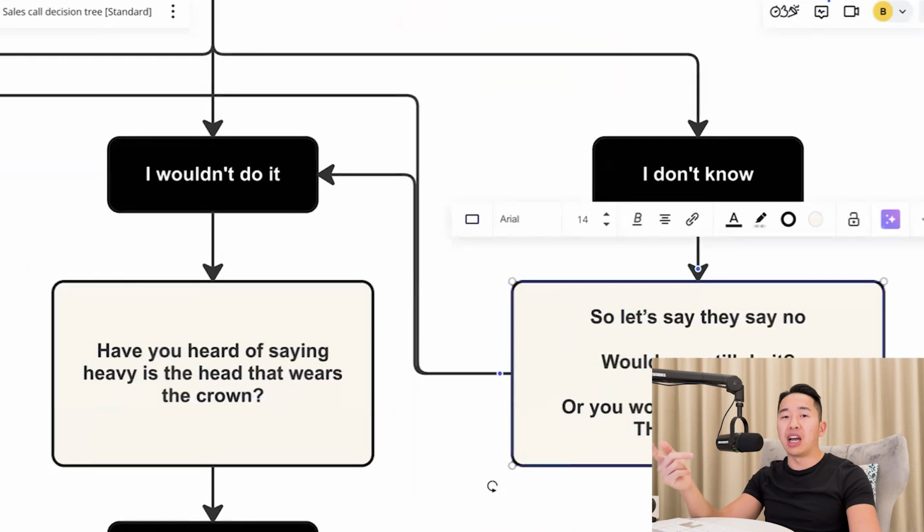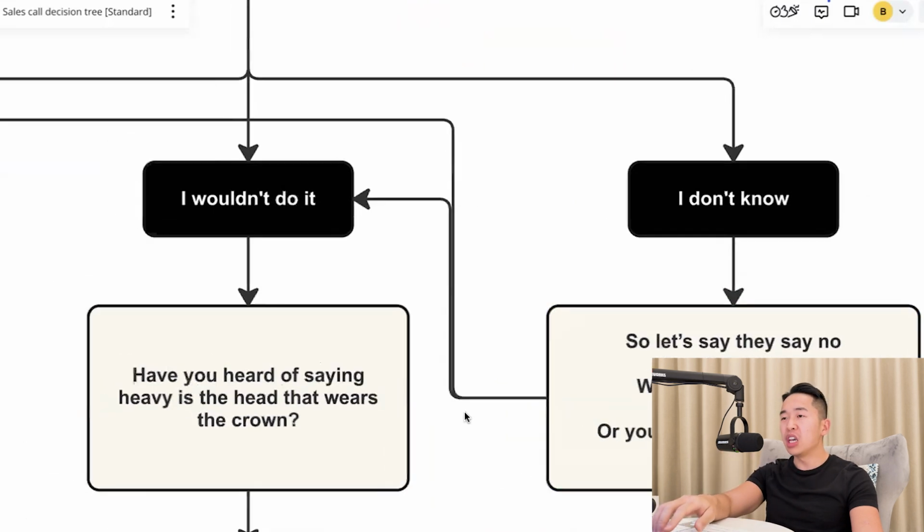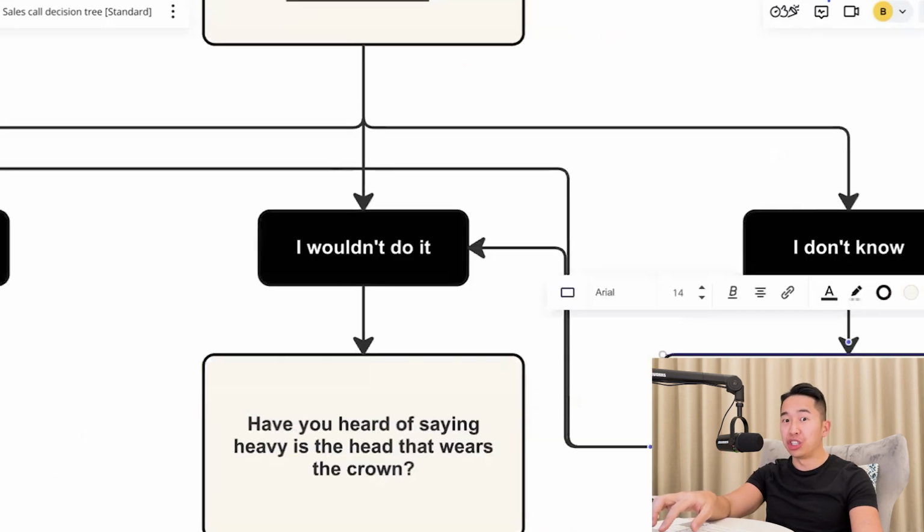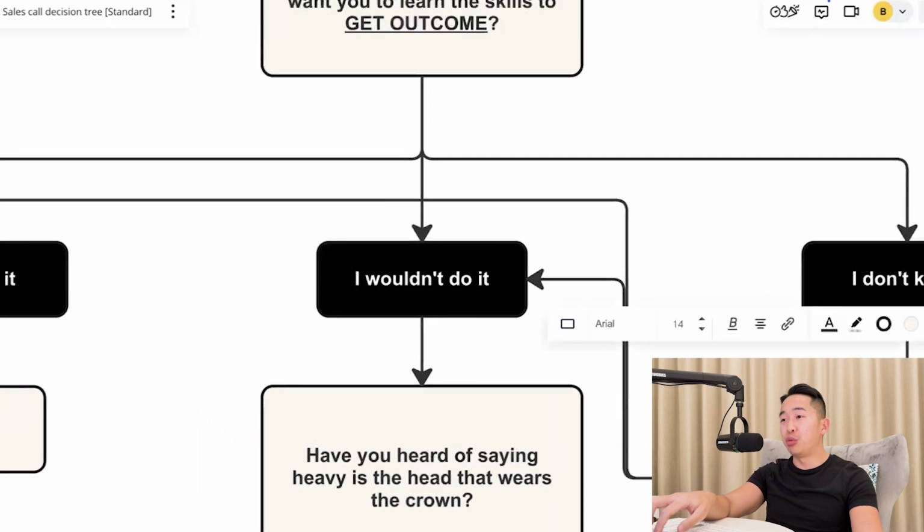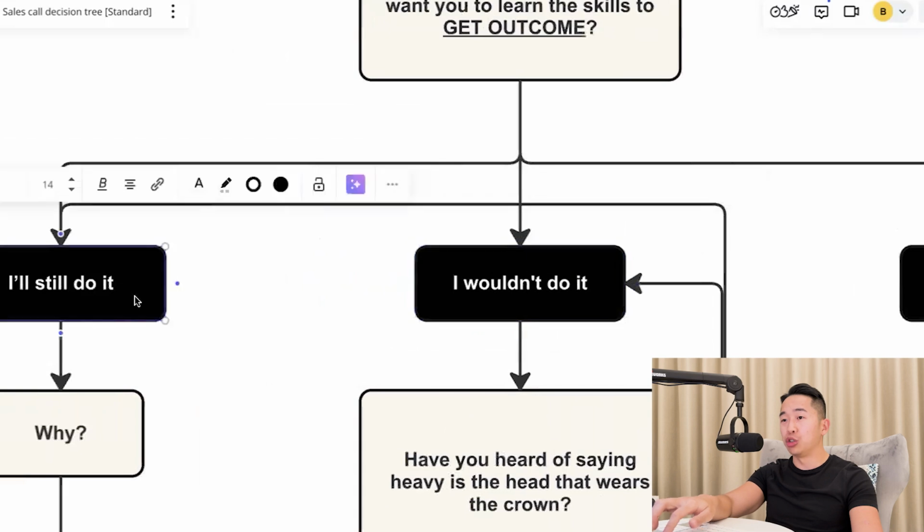So if you say it like that, then now in their mind it starts to see that, oh, I guess it kind of doesn't make sense. If they said no, then I don't do it. So you start to see it, right? If they still don't answer it, you still need to get the answer. Okay. You sit there until you get the answer. Now, at that point, you're going to get, I wouldn't do it, or I'll still do it.